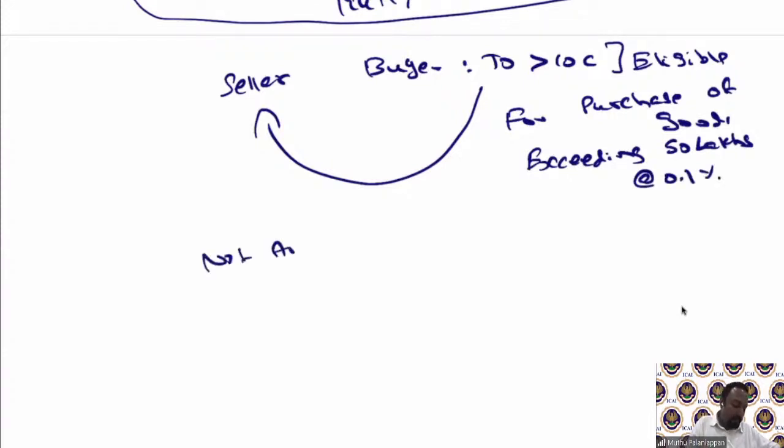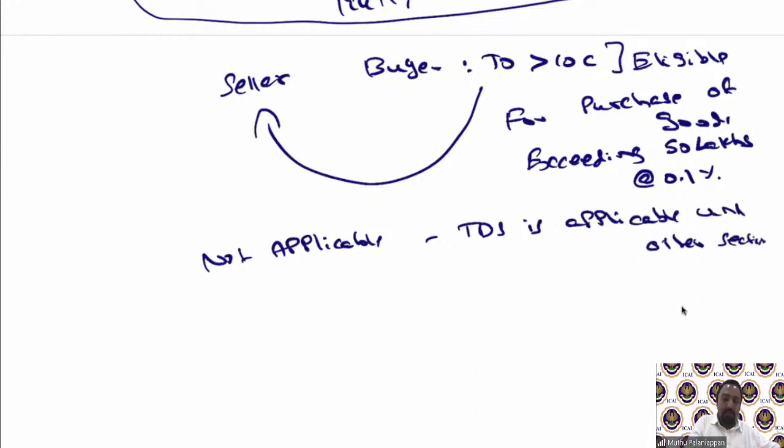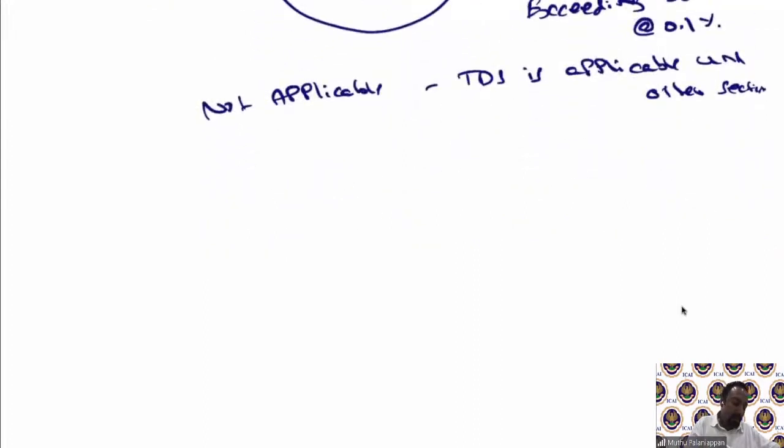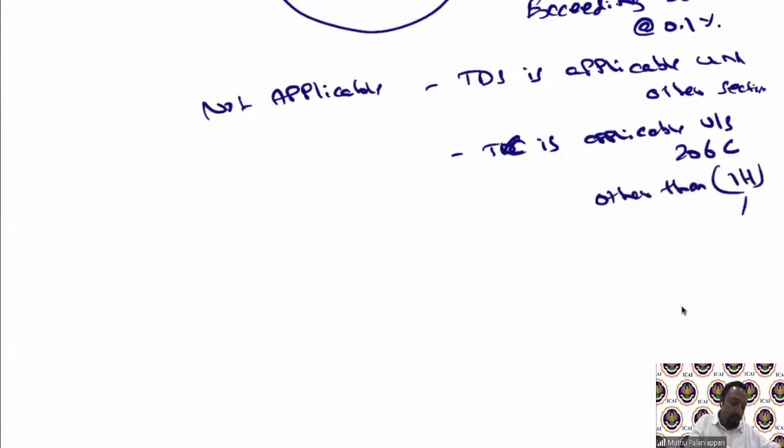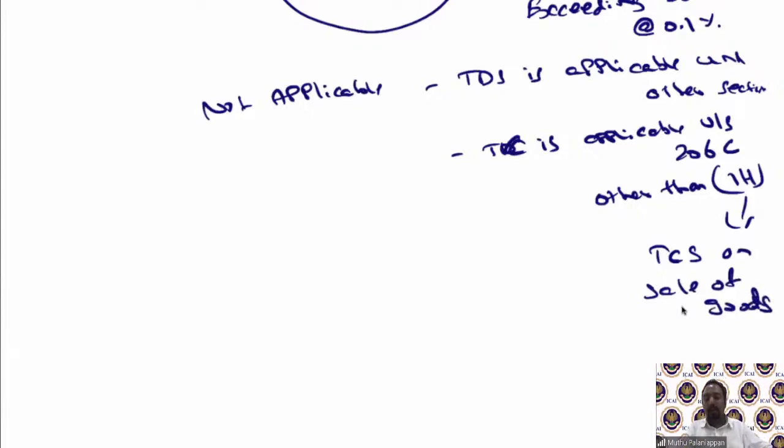It is not applicable if TDS is applicable under other sections, okay, then it's not applicable. And then you have TCS applicable under section 206C other than 1H. What is 1H? TCS on sale of goods. So this is what 194Q is about.